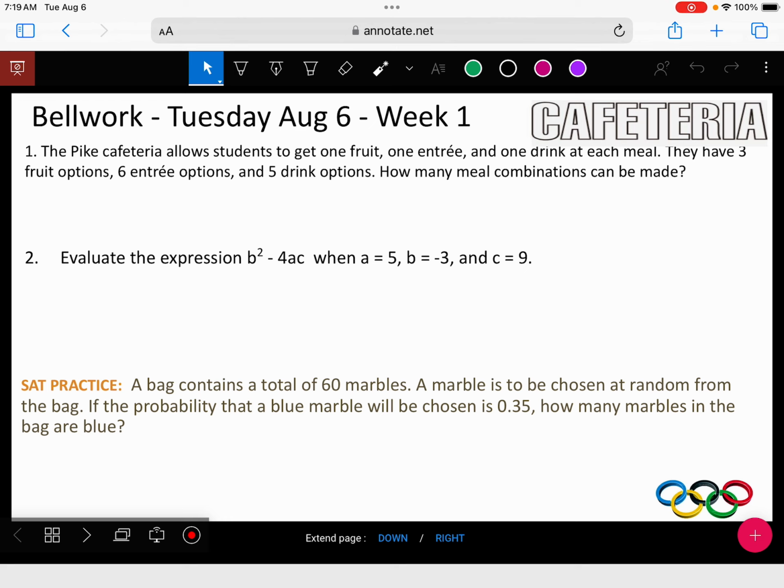So, let's talk it through. We've got that the cafeteria allows you to get 1 fruit, 1 entree, and 1 drink at each meal, like a meal unit. If they have 3 different fruits, 6 entree options, and 5 drink options, how many different meals could one make? What do we think? Any ideas on this one? Multiply the numbers together. Yeah.